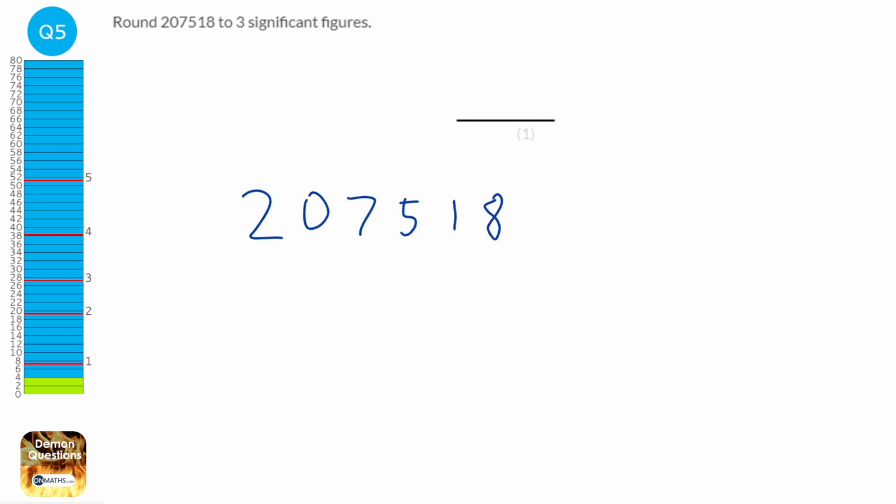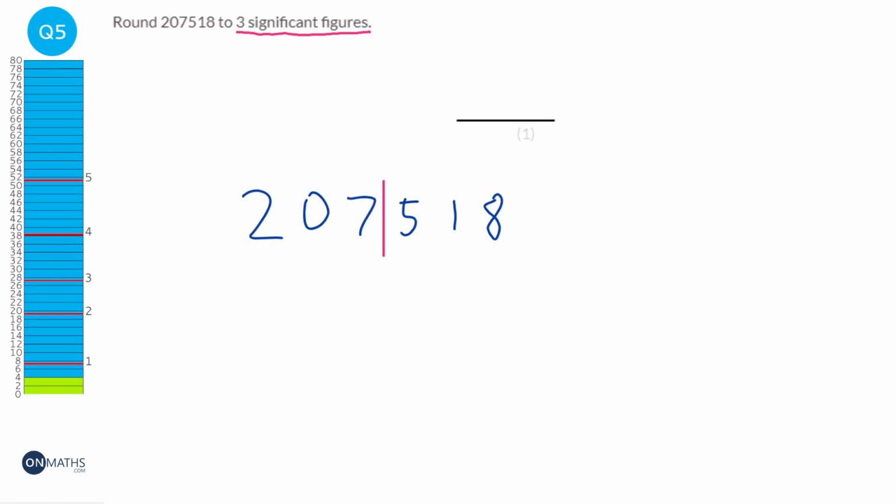I'm going to start just by writing down the number. And we're asked to round this to 3 significant figures, and basically what that means is starting from the left hand side, it's 3 numbers that we want. So 1, 2, 3. And we're going to do our line after that third number. You start counting from the first non-zero digit. So the first digit there was 2, so we started counting.